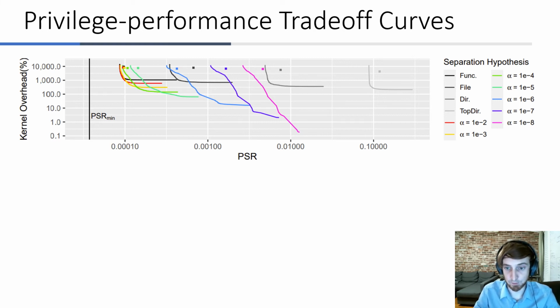The red line corresponds to a large value of alpha, which produces a large number of small compartments, and as we can see, those have a high overhead and a low PSR. The purple lines on the right, for example, correspond to a small value of alpha, which produces a small number of larger compartments, and as we can see, those have a lower overhead, but result in a higher PSR. So this allows us to see the range of outcomes and how the settings to the algorithm impact the results.